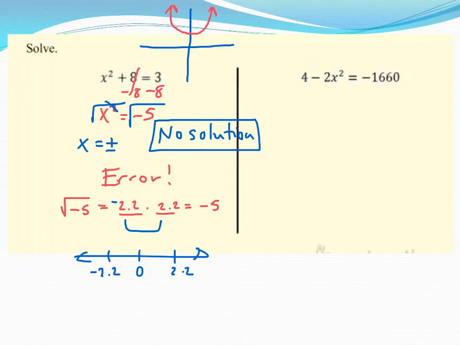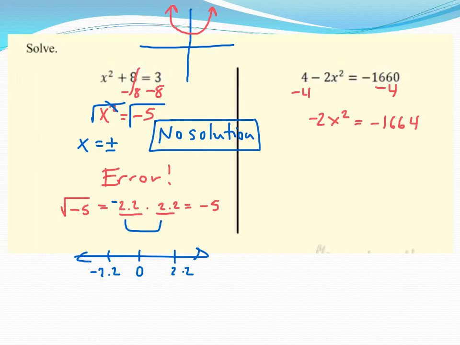Okay, last example for today. Now looking at this one, you see the negative on the other side, negative 1660. Be careful here. We are going to wait until all we have is the x squared left before we make that decision that there's no solution. So this one, we are going to subtract 4 first. So we're going to get negative 2x squared equals negative 1664. Okay, so I'm going to just get x squared by itself first.